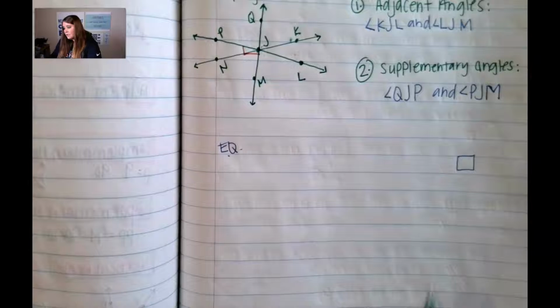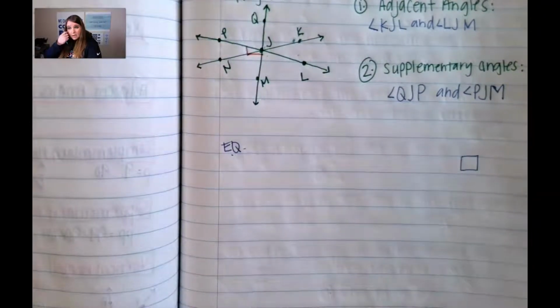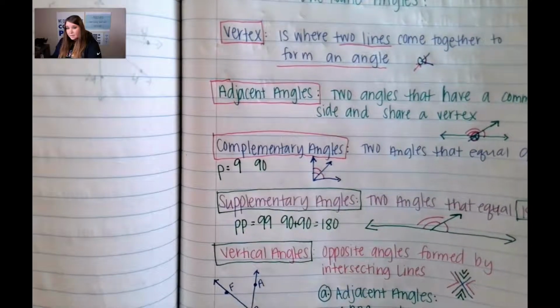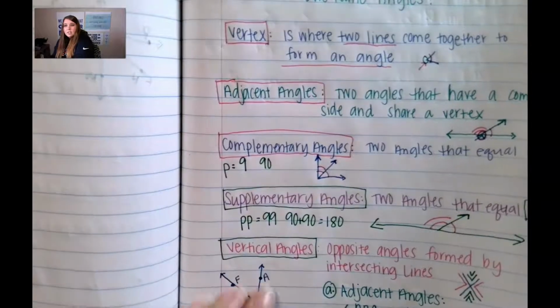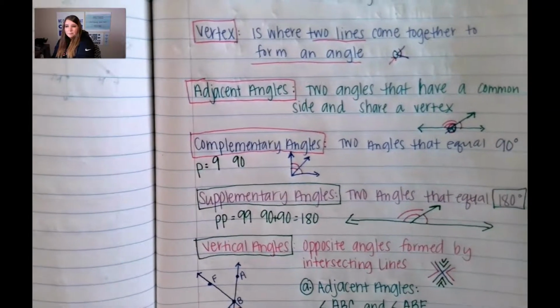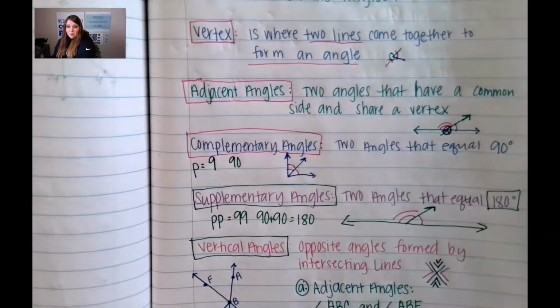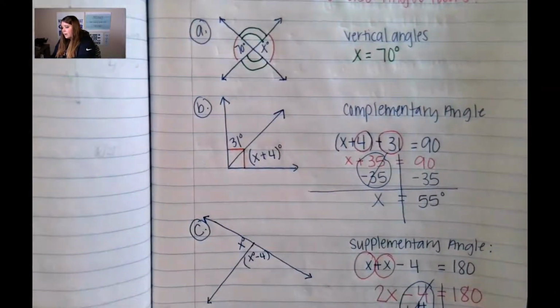Adjacent angles, right? And those are angles that share any line. And sometimes when they're adjacent, they can make up those other three different types of angles. We know that they have a vertex, and that's the point that they come together. And we've talked about how on all of this, it's always that they're equaling either 90 or 180.